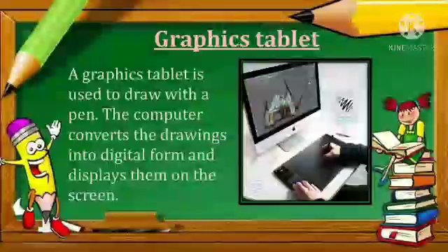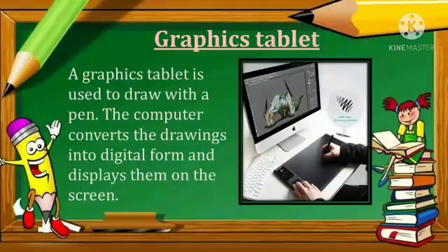The next input device is graphics tablet. As you can have a look at the picture on the screen, a graphics tablet is used to draw with a pen. A graphics tablet is an input device on which we can draw with a pen. The computer converts the drawings into digital form and displays them on the screen. As soon as you draw on the pad with the pen, your drawings will be converted into a digital form by your system and it will be displayed on the screen.